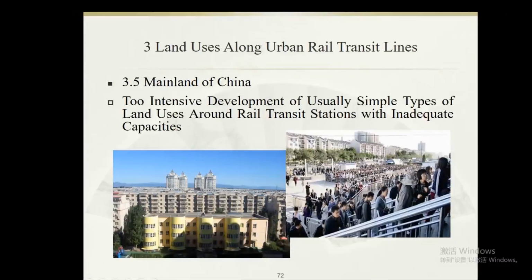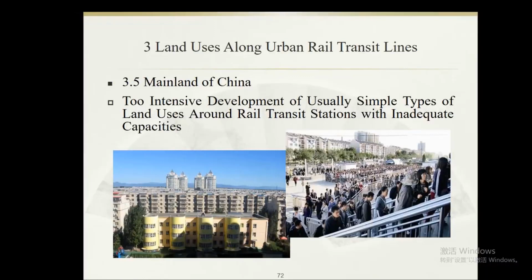Why? Because this community is only for residential. The land use here is only for residential. No commercial, no entertainment, no others. Too intensive development of usually simple types of land uses around rail transit stations with inadequate capacities will make this case. We need to avoid it.